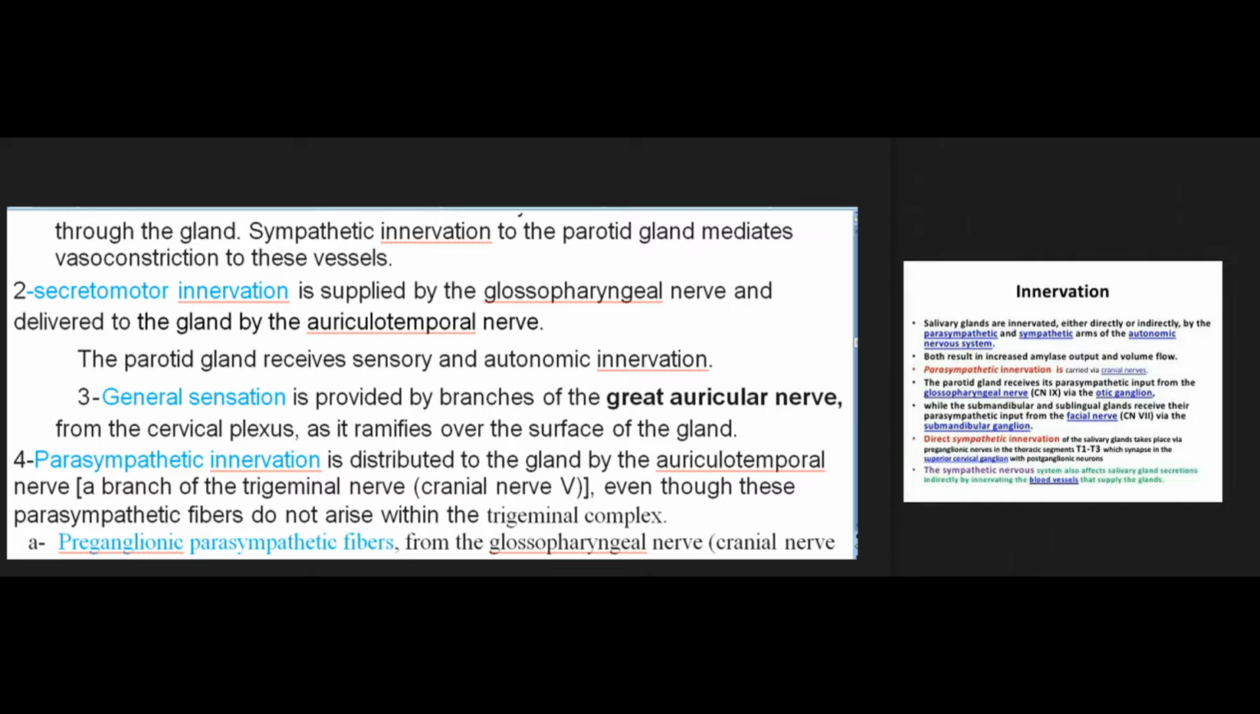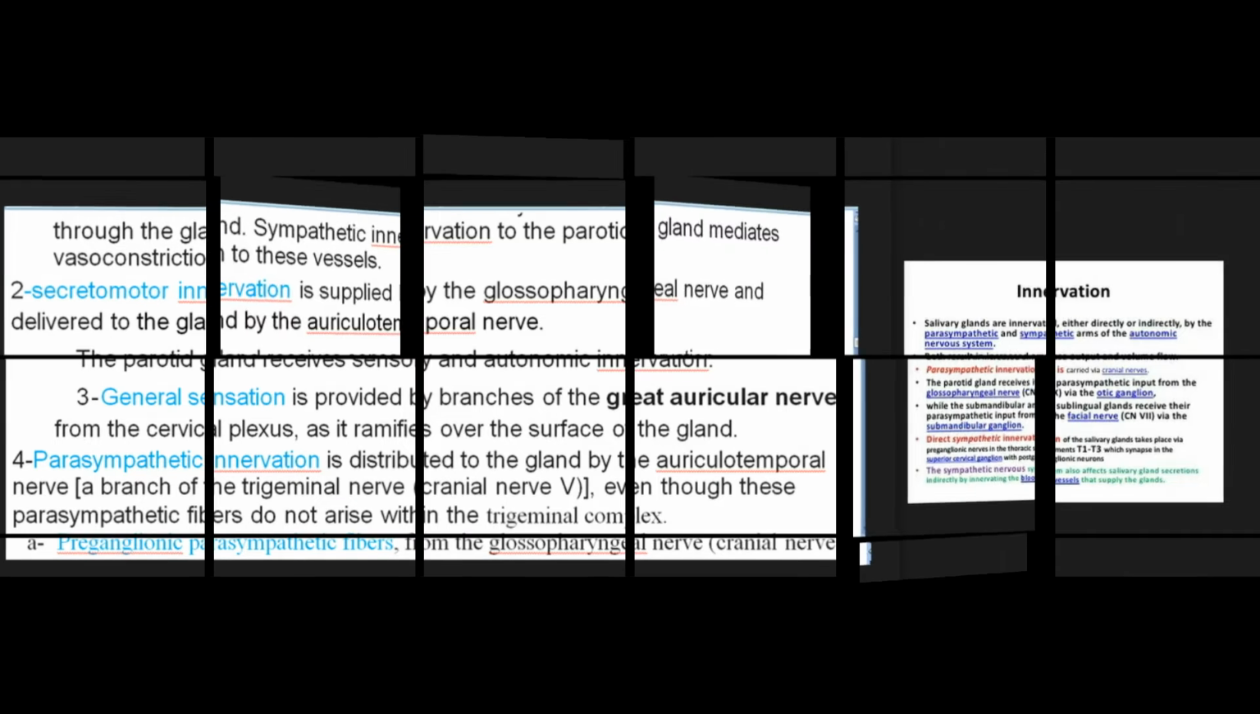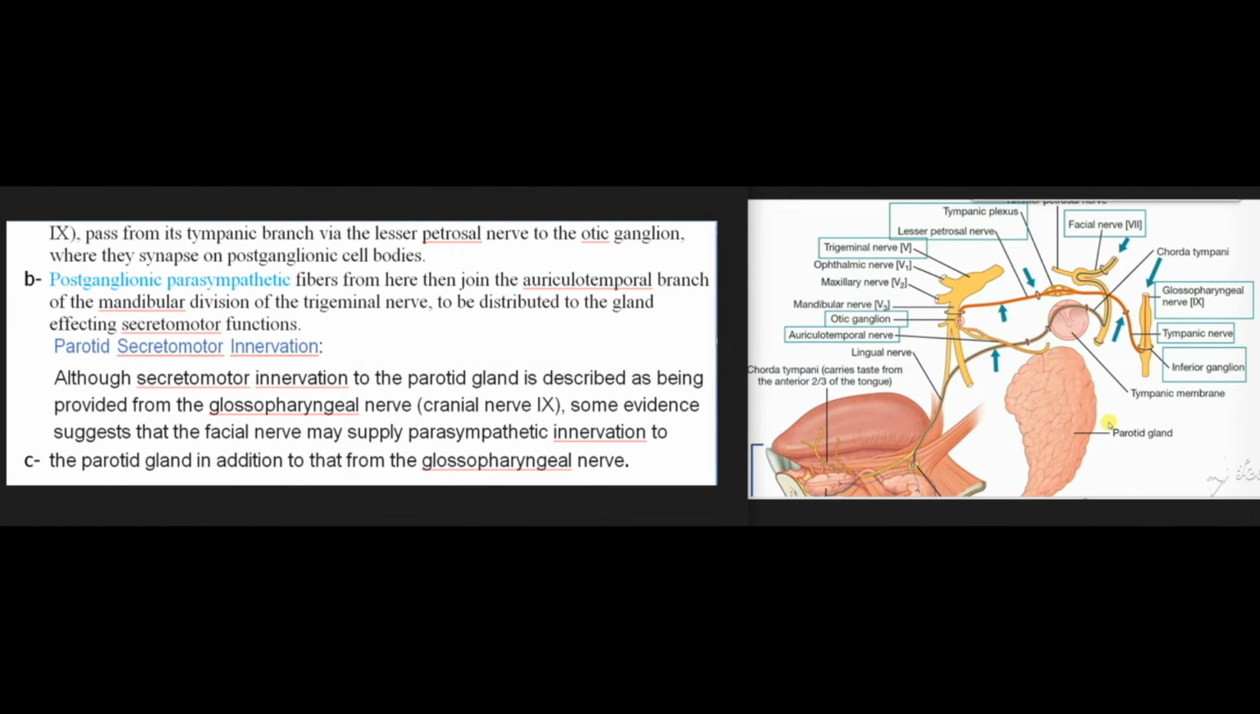A. Preganglionic parasympathetic fibers, from the glossopharyngeal nerve, cranial nerve 9, pass from its tympanic branch via the lesser petrosal nerve to the otic ganglion, where they synapse on postganglionic cell bodies. B. Postganglionic parasympathetic fibers from here then join the auriculotemporal branch of the mandibular division of the trigeminal nerve, to be distributed to the gland affecting secretomotor functions.